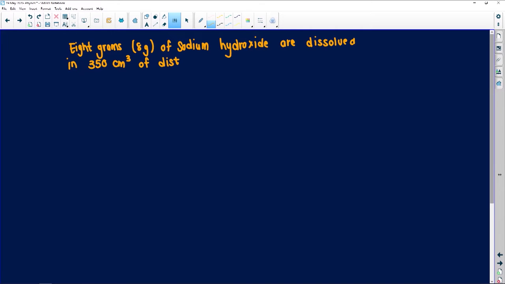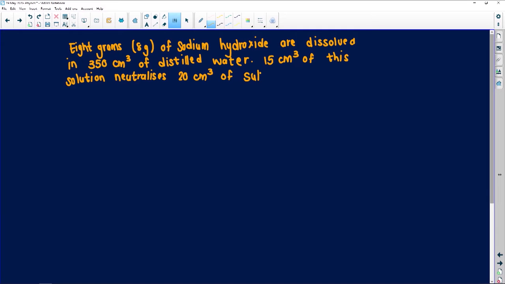And I'm going to draw you a picture. If you feel like you don't understand something in chemistry or in physics, draw a picture. Even if your cups look like watermelons, it's fine. And 15 cubic centimeters of this solution neutralizes 20 cubic centimeters of sulfuric acid solution. So let's draw a picture of what happened.